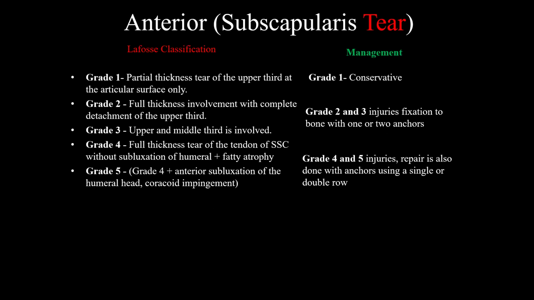Grade of subscapularis tear is given by Lafosse. Grade 1 in which there is partial thickness tear of upper third of the articular surface only. Grade 2 is full thickness involvement with complete detachment of the upper third. Grade 3 is upper and middle third is involved. Grade 4, full thickness tear of tendon of subscapularis without subluxation of humeral head and fatty atrophy. Grade 5 is grade 4 plus anterior subluxation of the humeral head. Depending on the grade, the management is decided.